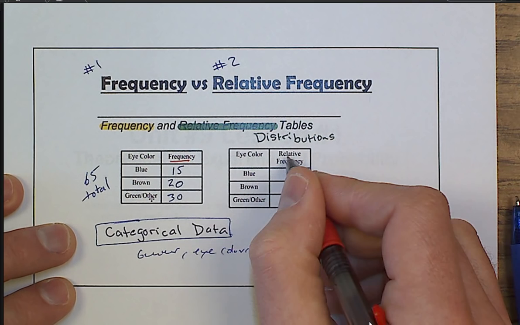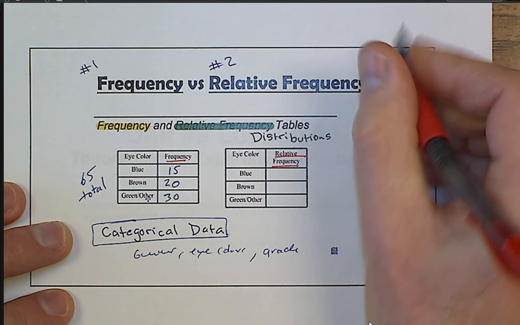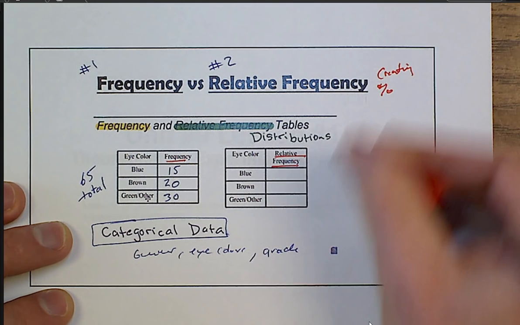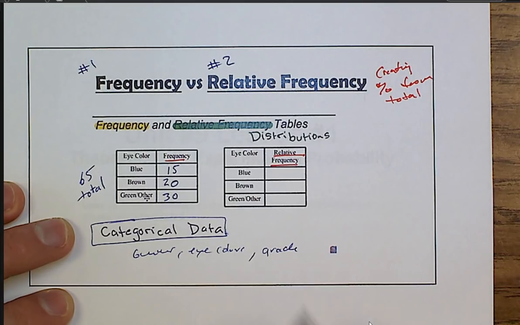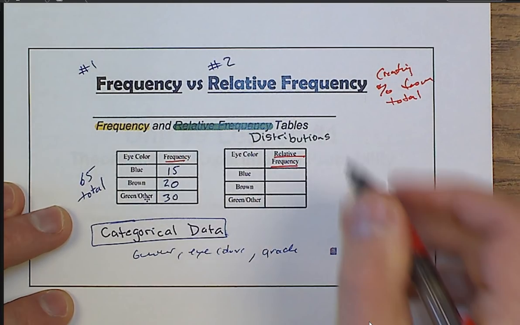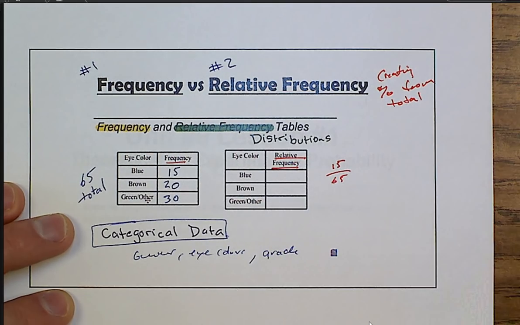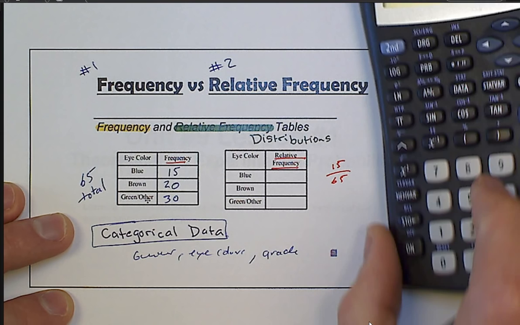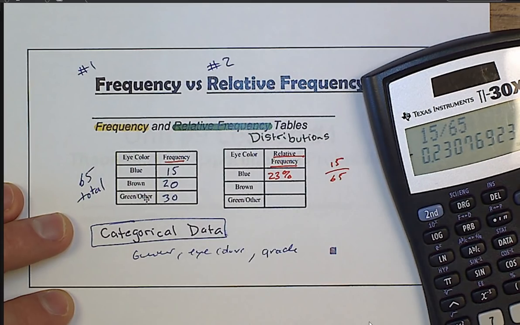Relative frequency is creating a percentage from the total, okay? So what I mean by that is, blue had 15, there's 65 total, so to figure out that percentage, it's 15 out of 65. Take your calculator out, 15 divided by 65, hit equals, and we basically get 23%. So 23%. That's relative frequency.